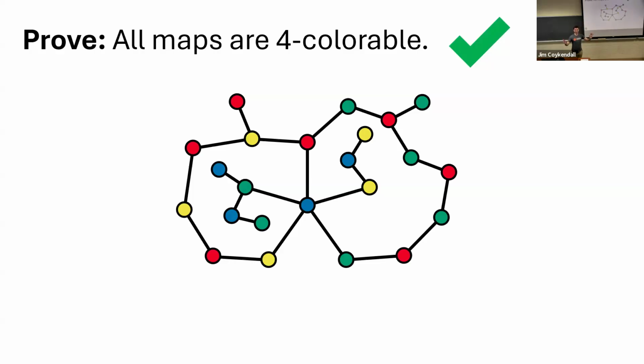Okay, so that was the proof. I finished. We've just proved the four-color theorem. Or have we? So okay, somewhere I made a mistake. Let me start to take care of some questions.